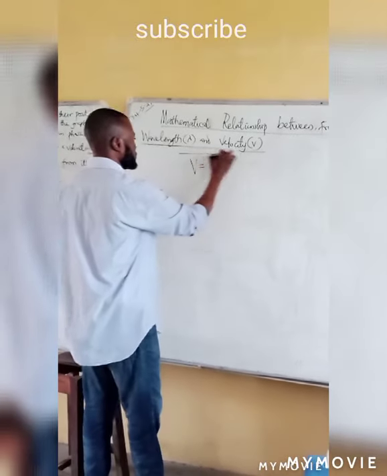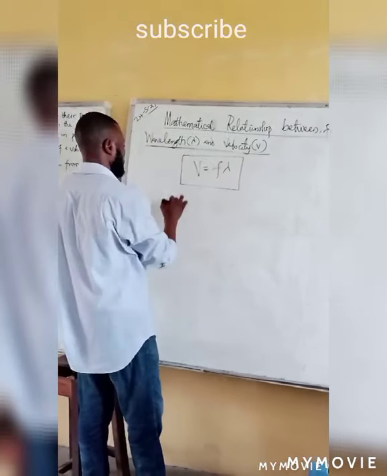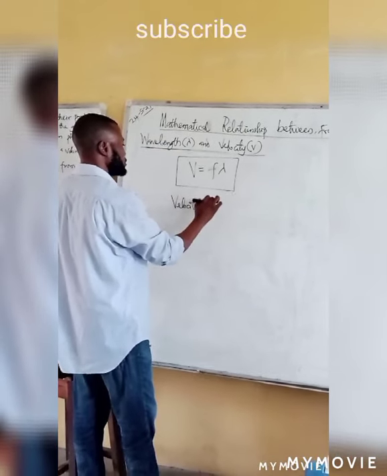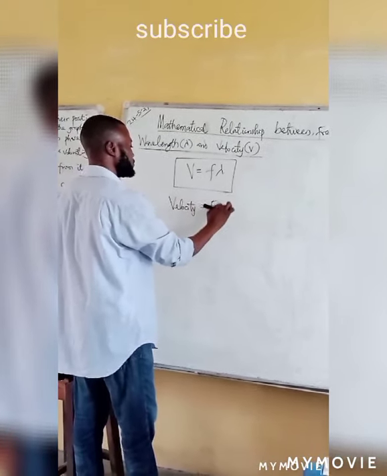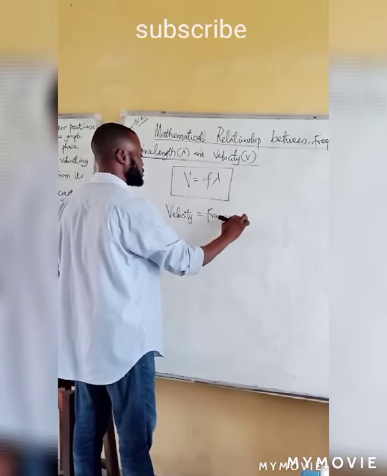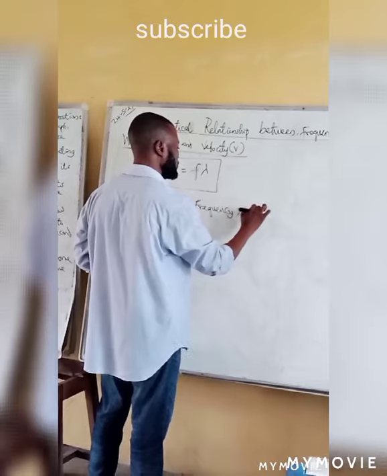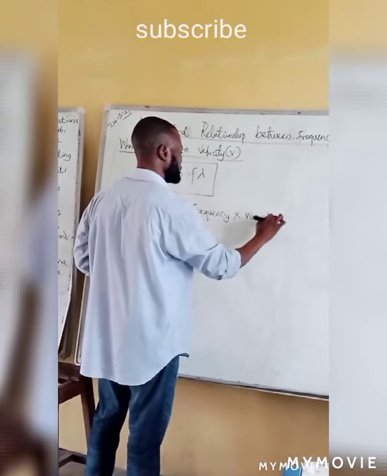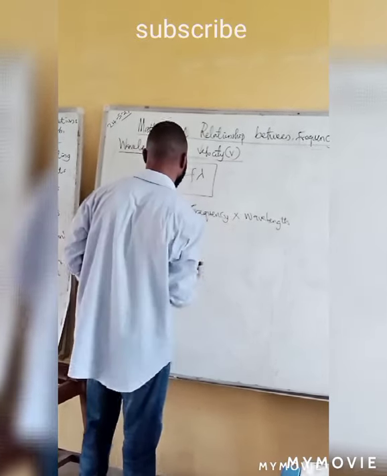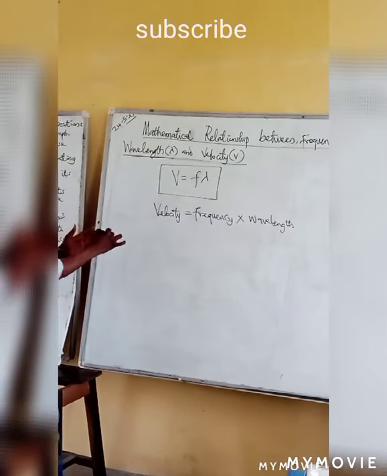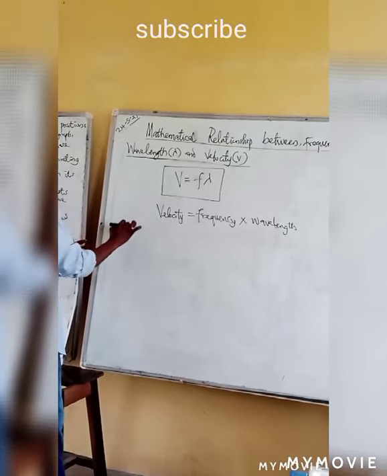Which means velocity equals frequency multiplied by wavelength. From there, we have our velocity.